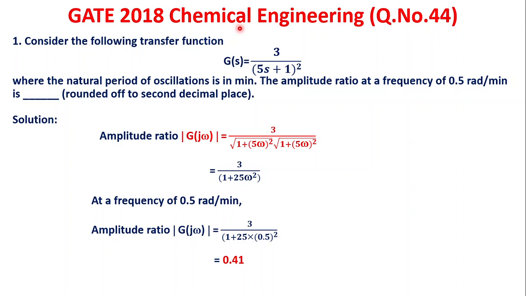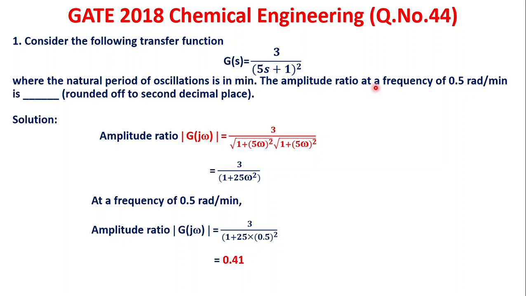Problem number 1 is taken from GATE 2018 Chemical Engineering, question number 44. Consider the following transfer function G(s), where the natural period of oscillation is in minutes. The amplitude ratio at a frequency of 0.5 radian per minute is dash, rounded off to second decimal place. So, the question asks for this amplitude ratio.